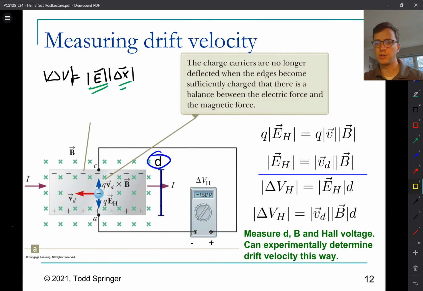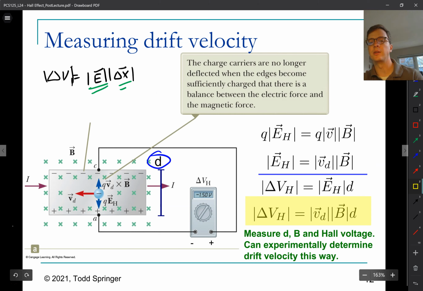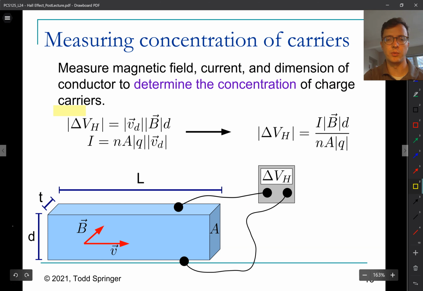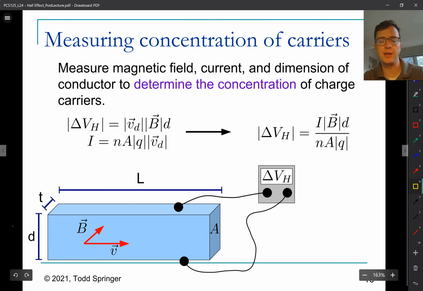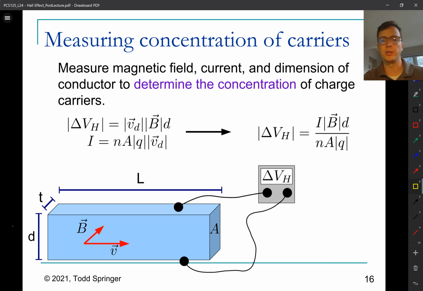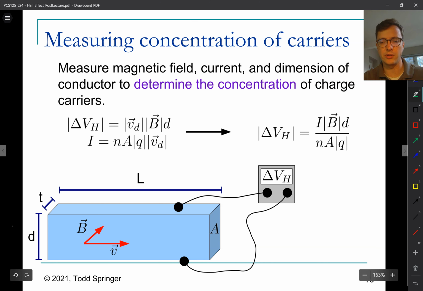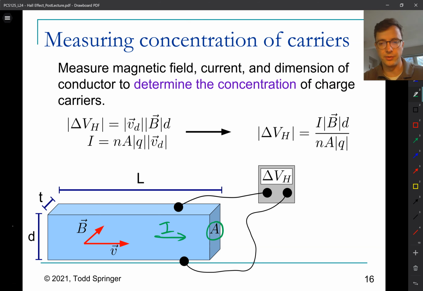Going back to the previous slide, I'm going to pick up and continue to work with this formula here. Delta V_H equals vBD. That's the one that we worked out before, thinking about the balance of the magnetic force and the electric force. Now, if you think back to a few lectures ago, we talked about the current in terms of the number density, or the concentration of charges, the cross-sectional area, their charge, and their speed. I equals nqAv. This is a formula which we derived before, relating the current to how many charges you have around and how fast they're moving. Notice that this A is this cross-sectional area here. Again, remember the current is going this way. So A is the area through which the current is flowing.